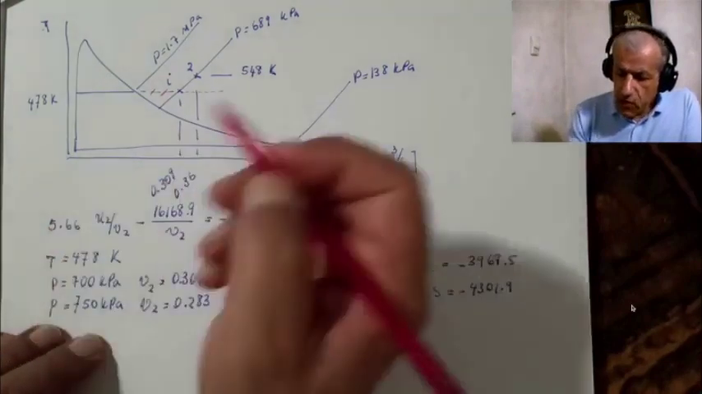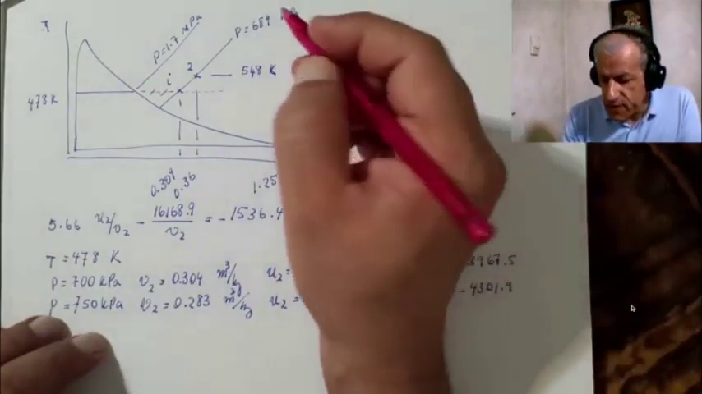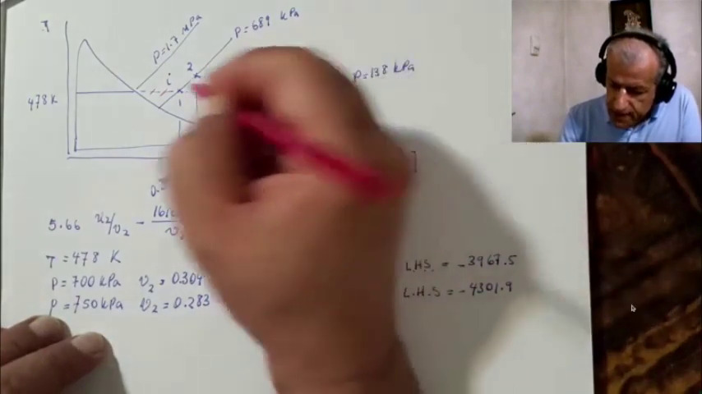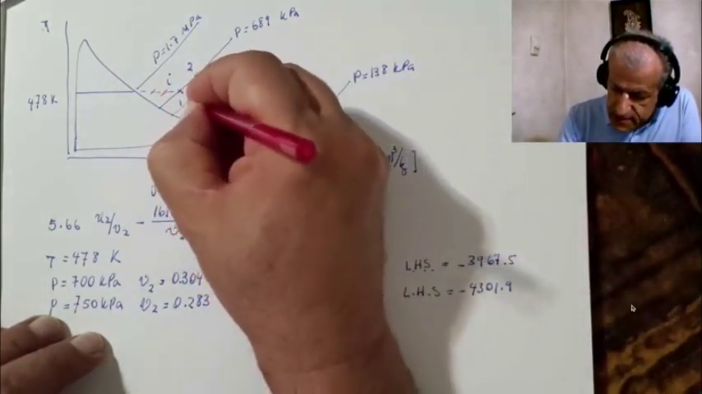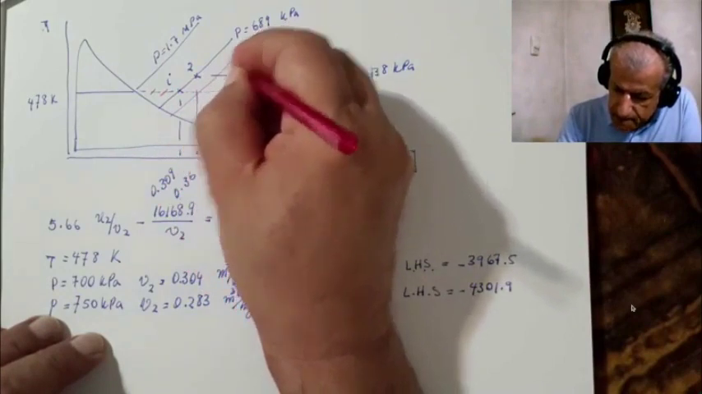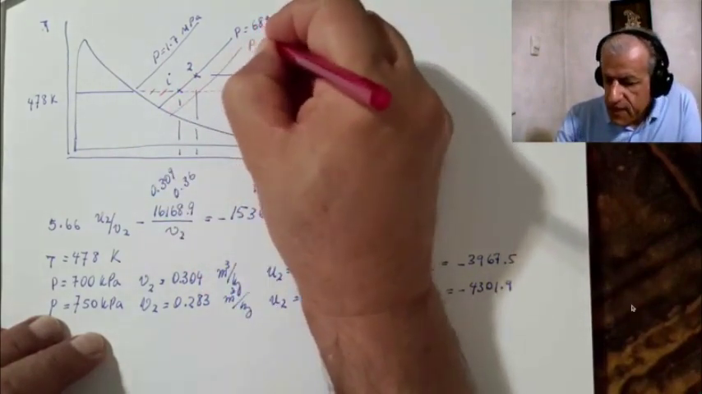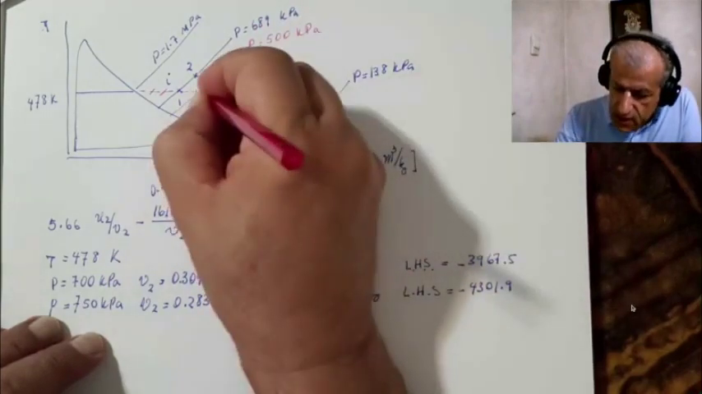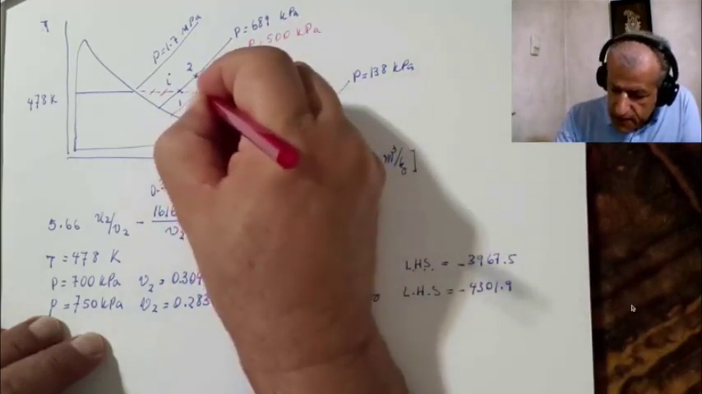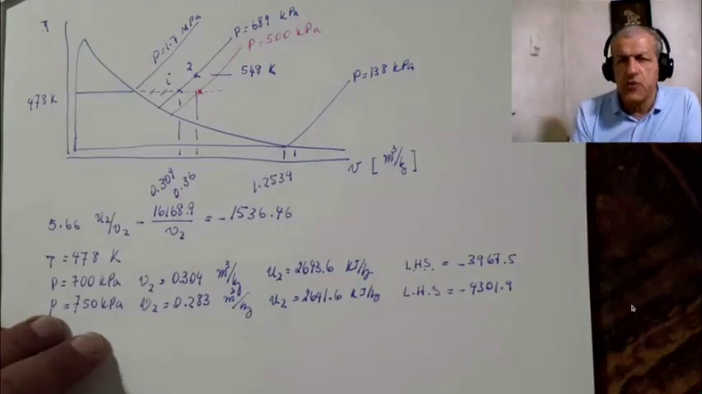And let's see what happens. Say, is it possible to be on a line, say 500 kilopascals? If this is P equals 500 kilopascals, could we end up here? Is it possible to be on this point? Is it possible?